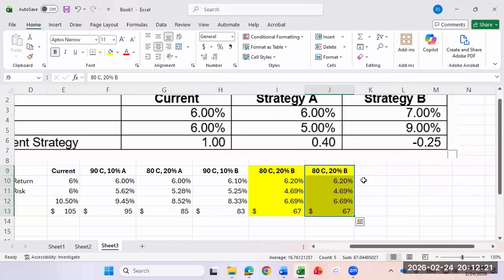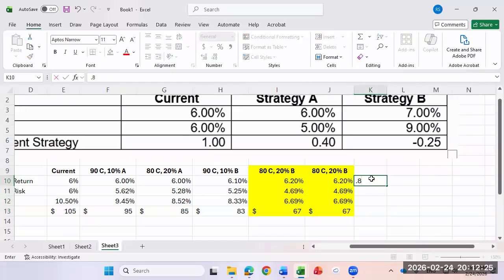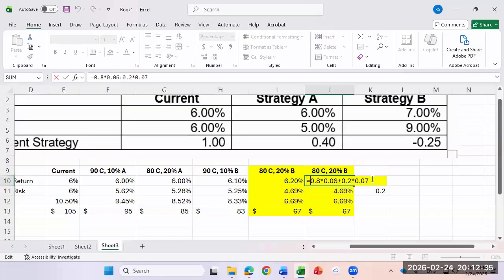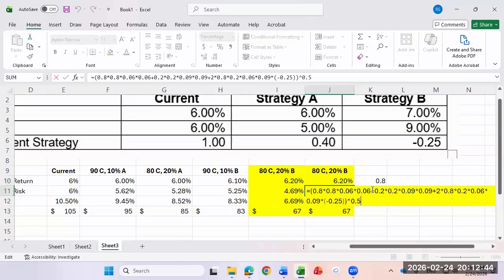And there might actually even be a strategy that's even better. So if we take this times that, this times that, there's our risk. I mean, our return.